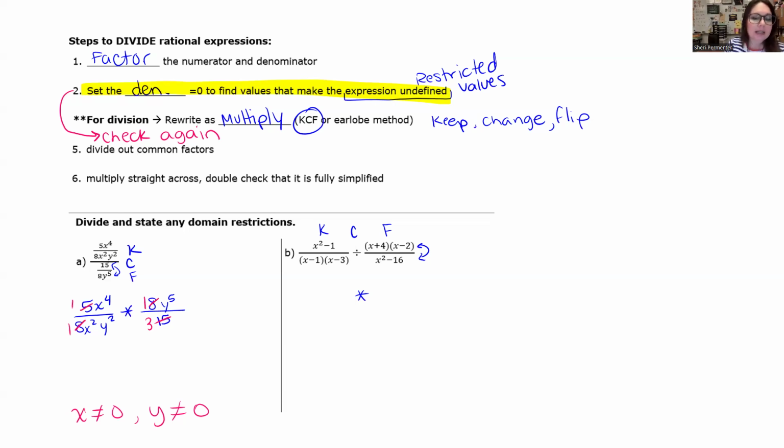So with these problems, I like to write them out twice. So multiplying straight across, I get 1 times 1 is just 1. And then I'll have x to the 4th, y to the 5th.